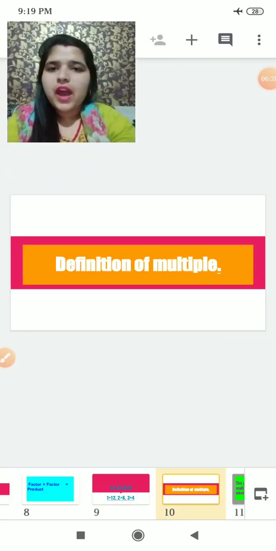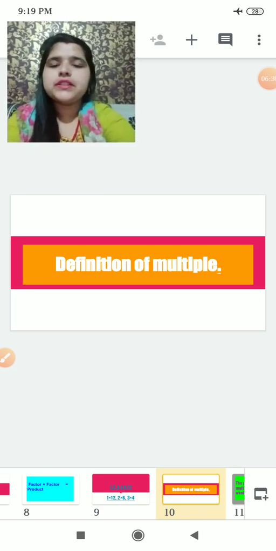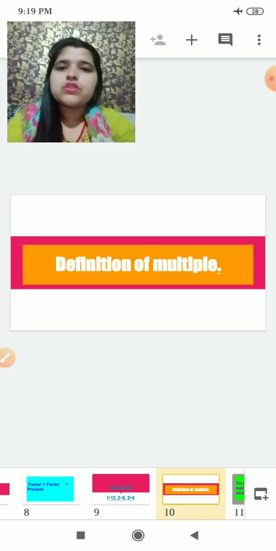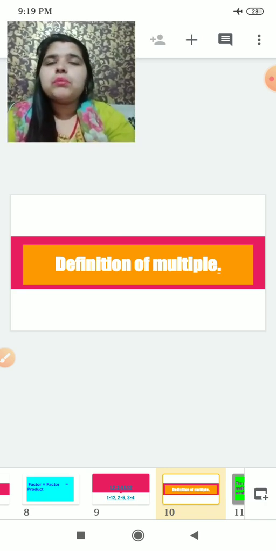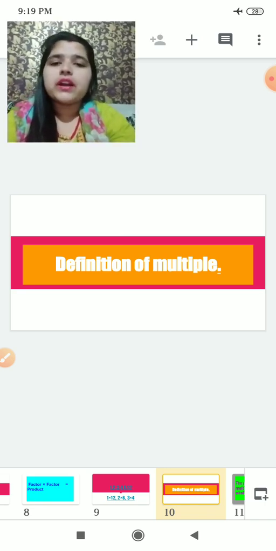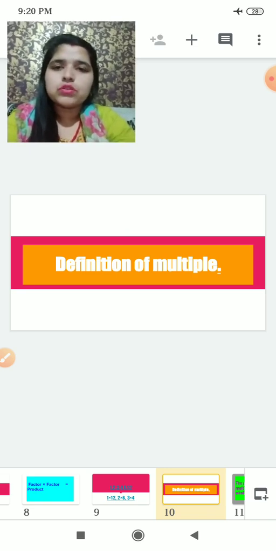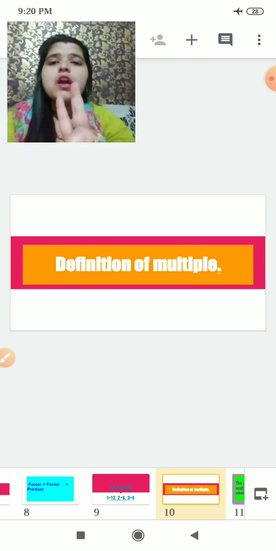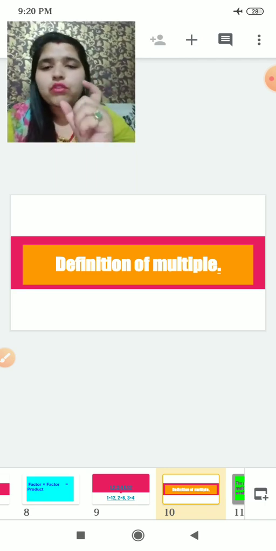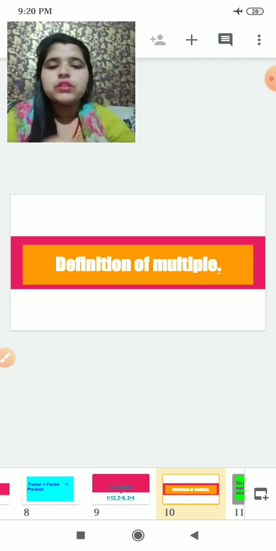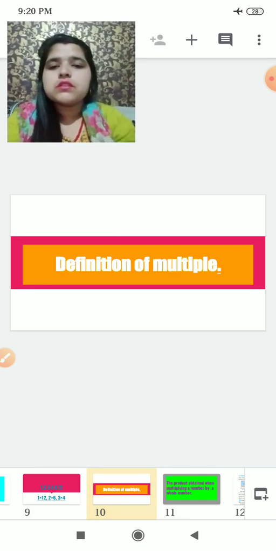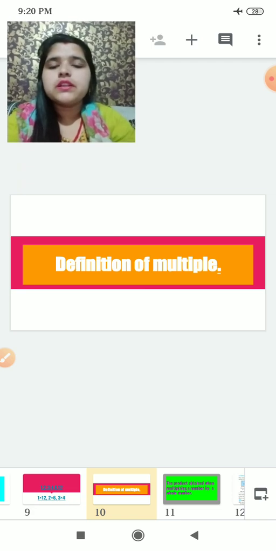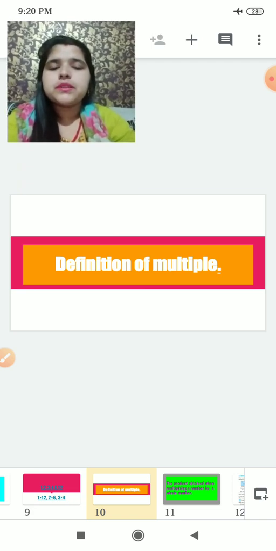Now we have the definition of multiple. So, did you understand the definition of factor? Yes. The easy formula is factor multiply factor is product. You can take any two numbers, and when you multiply them, you will get a product. That will be the factor. So now we will discuss the next topic, the definition of multiple.